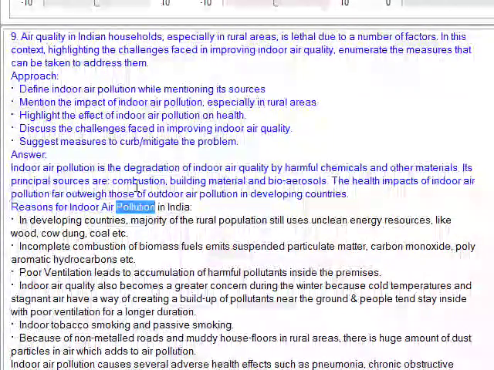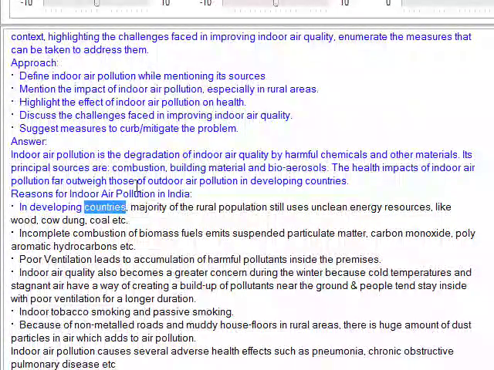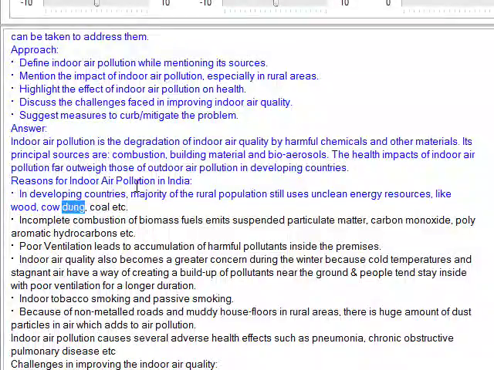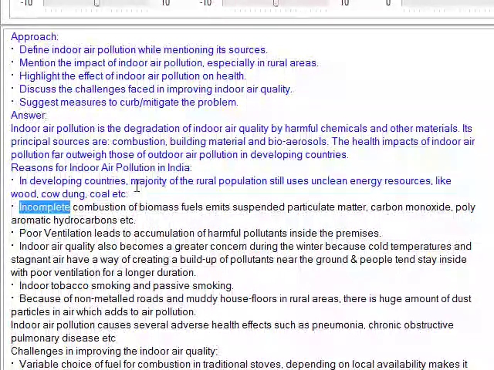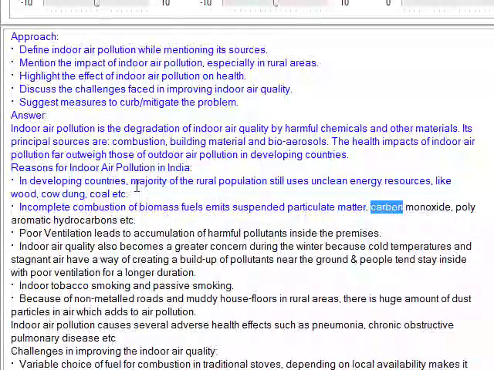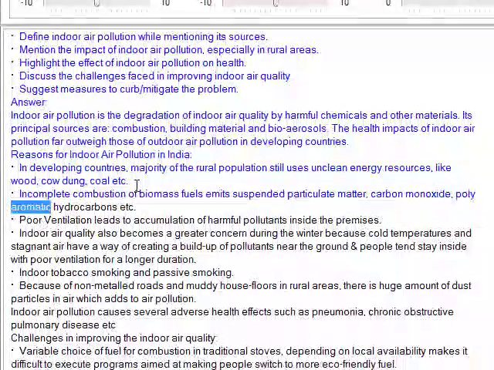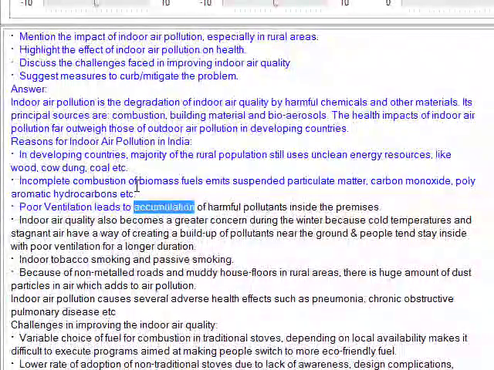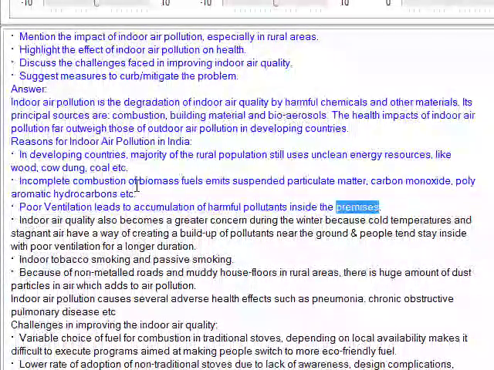Reasons for indoor air pollution in India. In developing countries, the majority of the rural population still uses unclean energy resources, like wood, cow dung, coal, etc. Incomplete combustion of biomass fuels emits suspended particulate matter, carbon monoxide, polyaromatic hydrocarbons, etc. Poor ventilation leads to accumulation of harmful pollutants inside the premises.